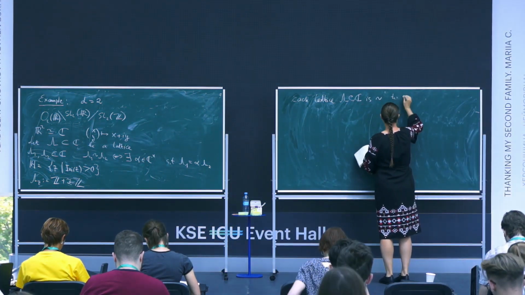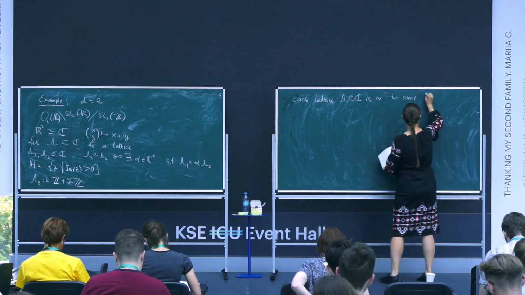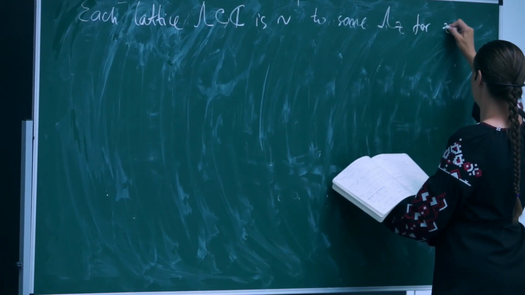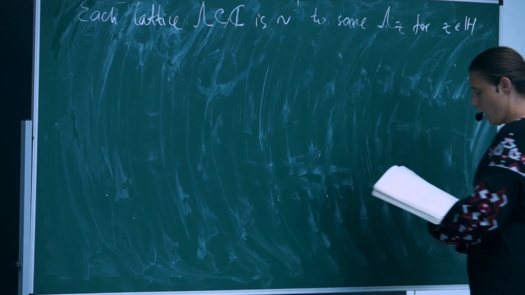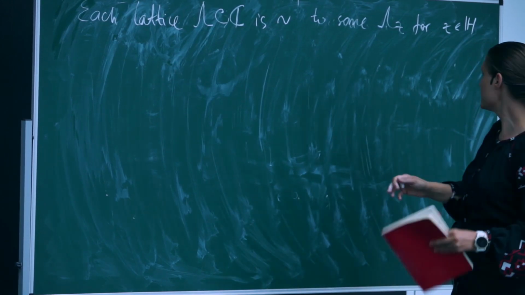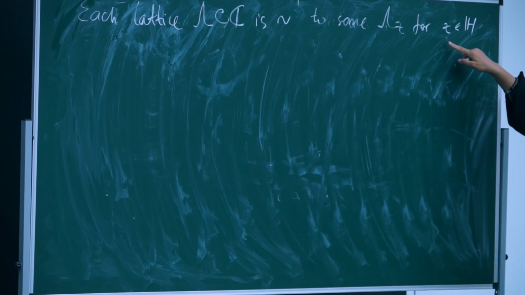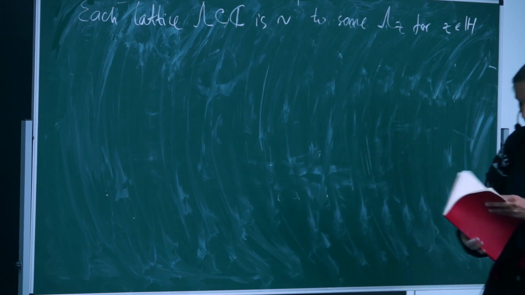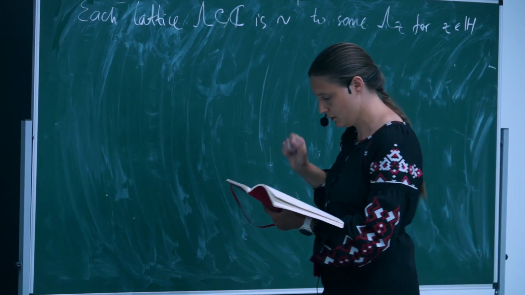So it is isomorphic to, or equivalent to, some Lambda_z for z in the upper half plane. However, it's still possible that we take two different points z in the upper half plane, and they will produce the same lattice for us. And this can happen for the following reason.